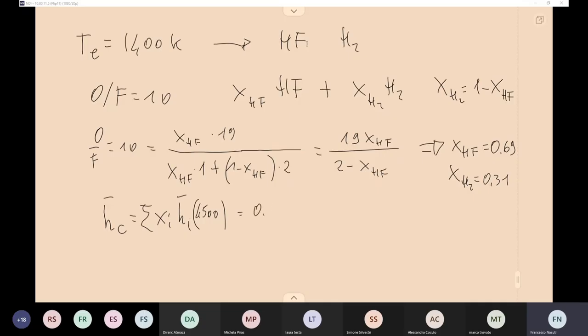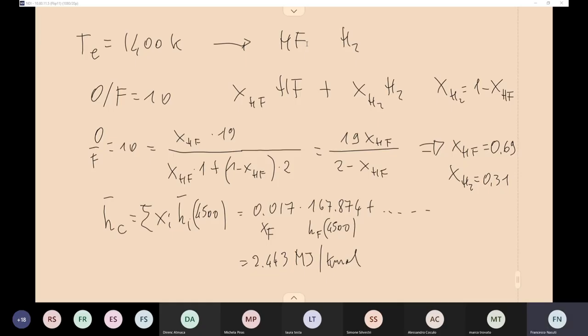For instance, I just write a couple of figures, then you will continue. This is 0.017 multiplies 1,678,674, and this is, for instance, the contribution related to atomic fluorine. This is XF, and this is the corresponding HF at 4,500 Kelvin. And then you have plus blah, blah, blah. Result should be 2.44 megajoule per kilomole.